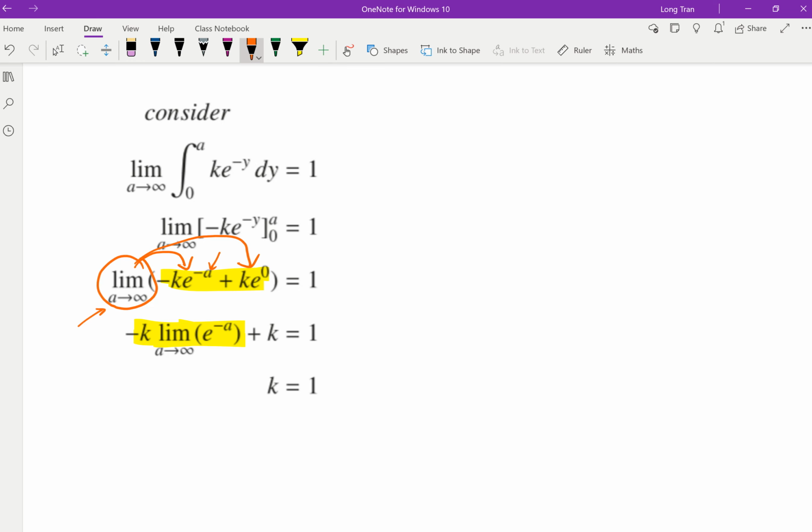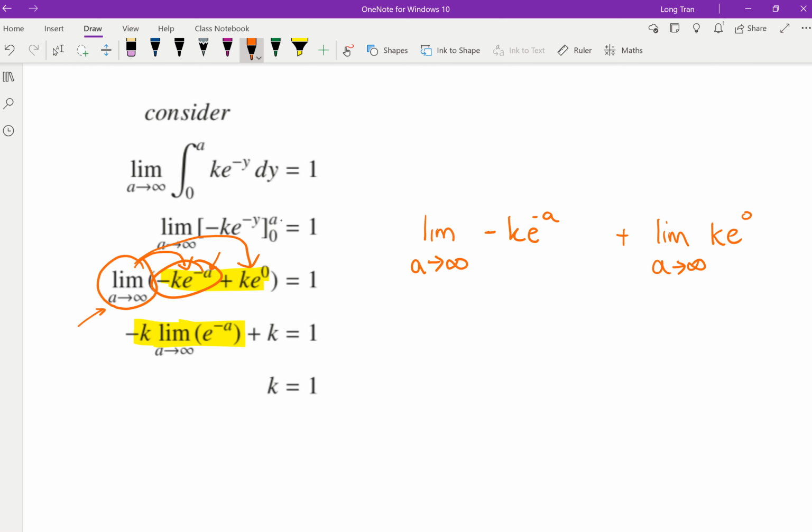So if I write it out separately, I'm finding what if a approaches infinity for the first function? The first function was negative k times e to the power of negative a. And then the other one was, what is the limit? Or if you forget about the word limit, if you just say, what happens if a approaches infinity? Okay, so if a becomes a really large number for the second function, which is k times e to the power of 0.